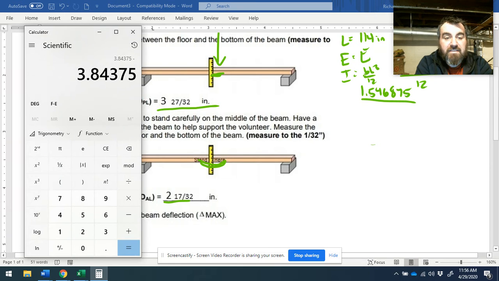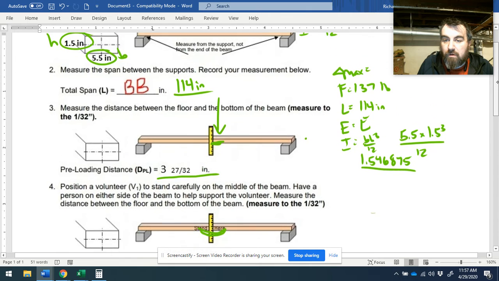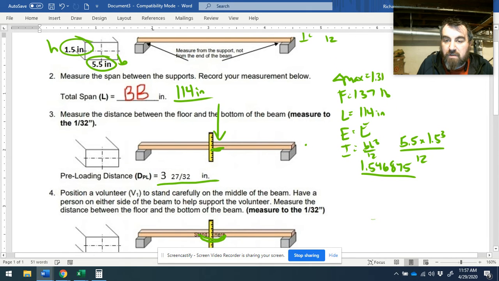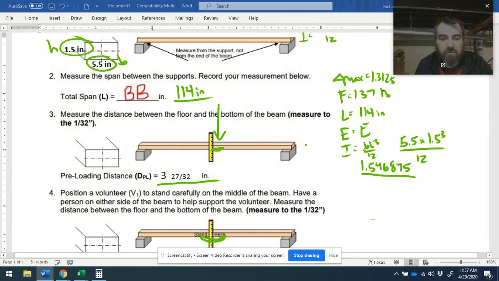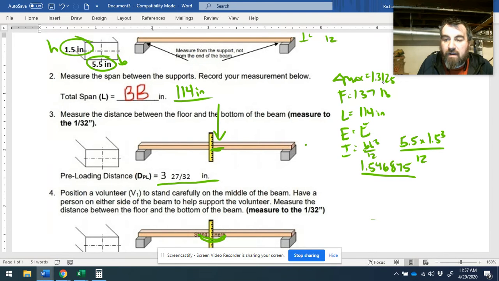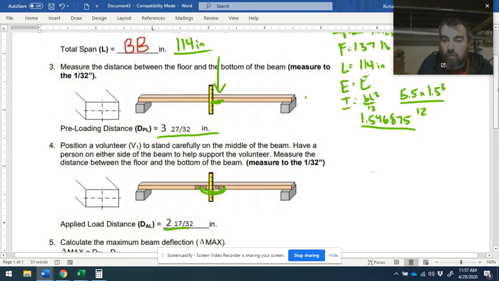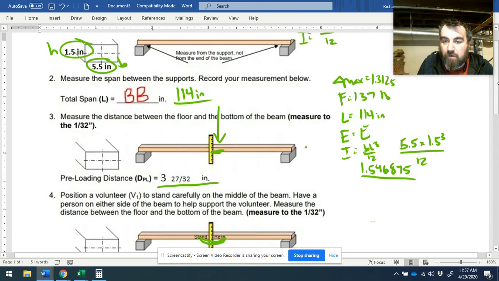Okay, so that's 3.84375 minus, and I'm going to put this in parentheses, 2 plus 17/32. Now, there's other ways you can do this. You could just figure out what those decimals are, but I think that this is probably the easiest. So we get 1.3125. So that is our delta max. So we'll go up here and I put 1.3125. I think that's what it was, right? Yeah. All right. Now we're going to plug all these numbers into our equation.